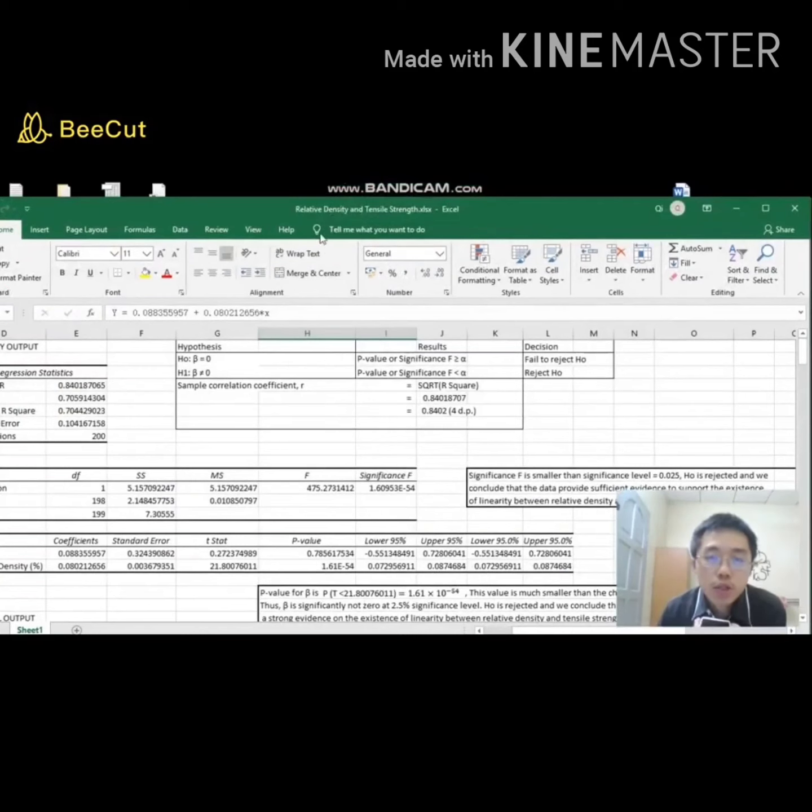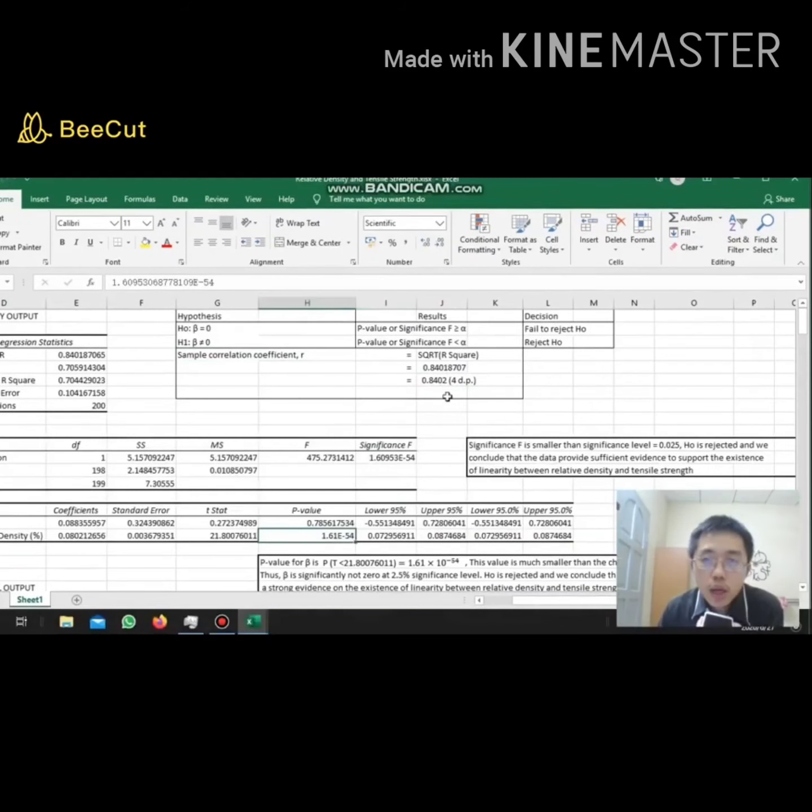The third analysis is for relative density and tensile strength. The sample correlation coefficient is also calculated in this analysis. The significance F and the p-value in this analysis are lower than the significance level. So the null hypothesis is rejected, and we conclude that the data provide strong evidence to support the existence of linearity between relative density and tensile strength.